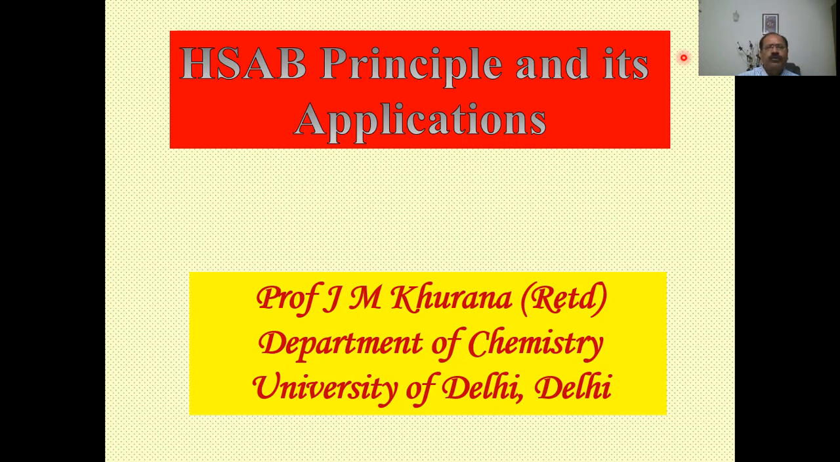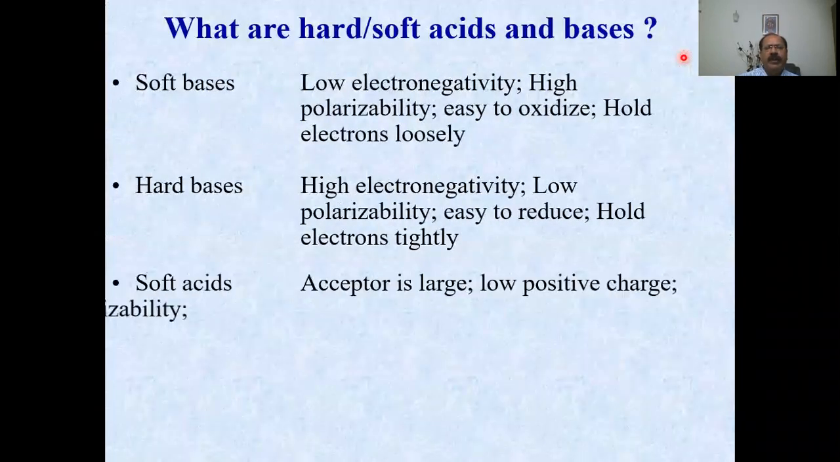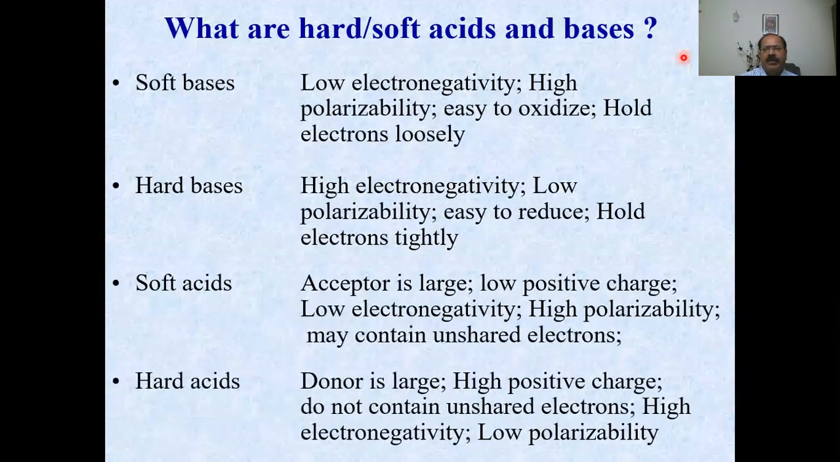So first of all, we should know what we mean by hard and soft acids and bases. What are soft bases? The ones which have low electronegativity, have high polarizability, they're easy to oxidize, they hold their electrons loosely. Whereas hard bases, on the reverse, have high electronegativity, they have low polarizability, they're hard to oxidize and hold on to their electrons tightly.